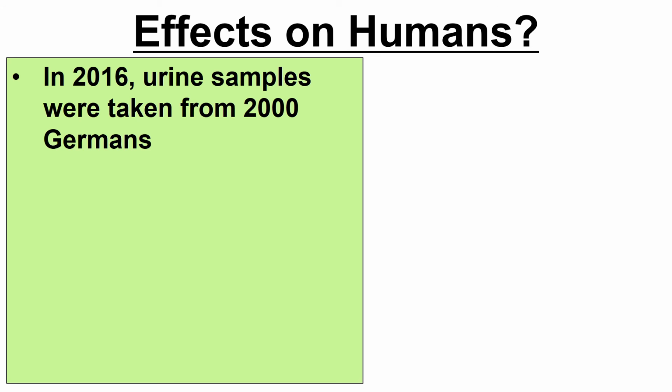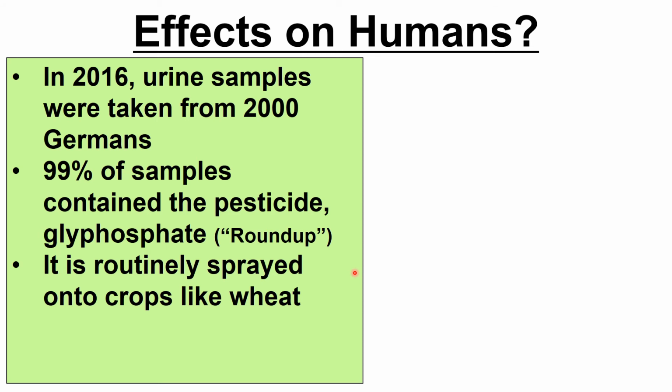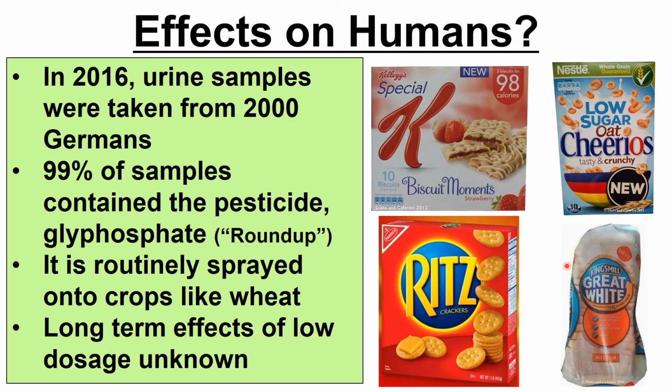Now, affecting humans, this is somewhat scary but worth pointing out. In 2016, urine samples were taken from 2,000 Germans, and 99% of samples contained the pesticide glyphosate, also known as Roundup. It's routinely sprayed onto crops like wheat, and obviously wheat is in all sorts of things that we eat. This seems to be in all of our systems. Whether the concentration is enough to do any damage, we're maybe not aware of yet, but it's there. So when we're talking about pesticide use, we're not just talking about animals in the wild. It's there within us as well.